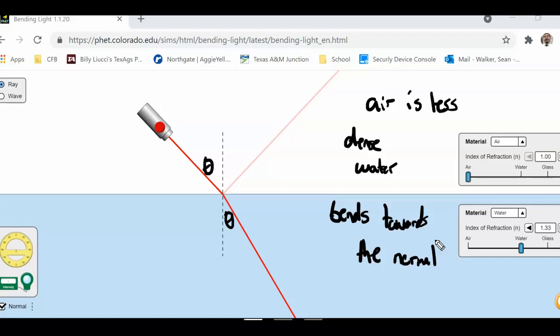All right, so when you go from a medium that's less dense, like air, to a medium that is more dense, like water, it always bends towards the normal. Or if you want an easy way to remember, whichever medium is more dense, like water is more dense than air, whichever side is more dense, the ray should be closer to the normal on that side. So here we're going from air into water, so the refracted angle is closer to the normal line than the other angle. But if I were to flip this around, watch what happens.